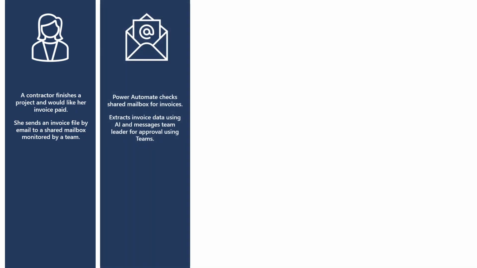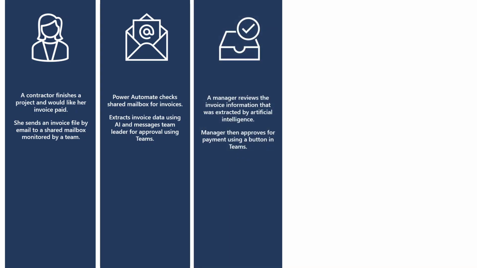So if we look at the same process, this time with Power Automate in the mix, the contractor sends the email as normal. This time, Power Automate is checking a shared mailbox for the invoices. It extracts the invoice data from the invoice using artificial intelligence, then it uses Teams to send a message to the manager for the approval. The manager reviews the invoice information and then approves for payment using a button in Teams. You just press a button to authorize it, just a yes or no, whether they want to approve it.